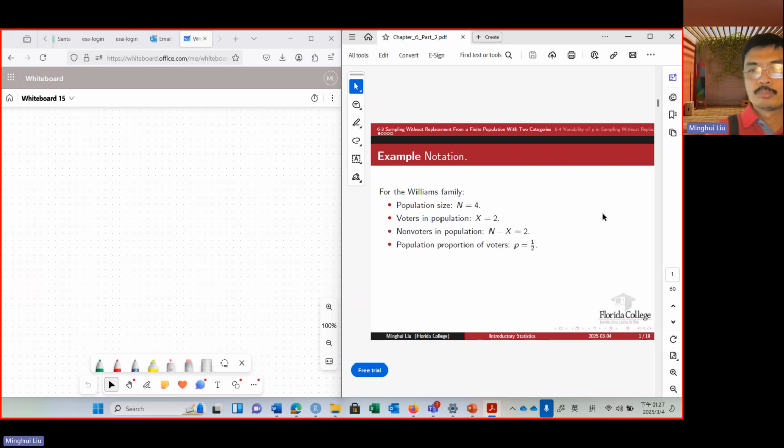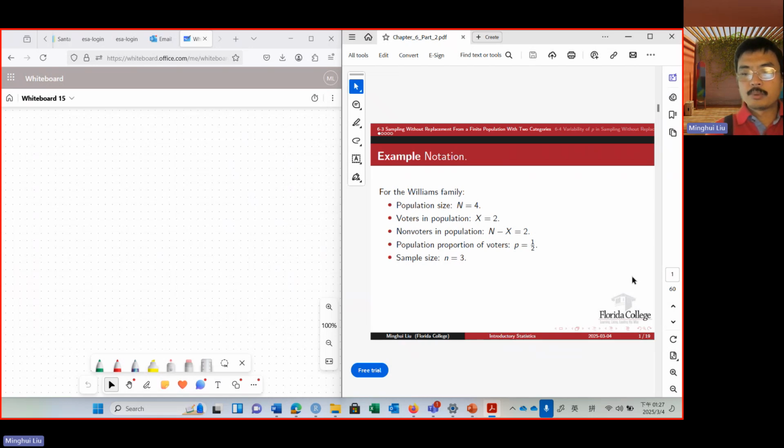And we know the population proportion of voters, the small p, the true proportion of voters, is 1/2, obtained by dividing 2 by 4. And we also know that we can choose samples of different size. Of course, this small n doesn't have to be 3, but it can be 3. It can be anywhere between 1 and 4 inclusive.